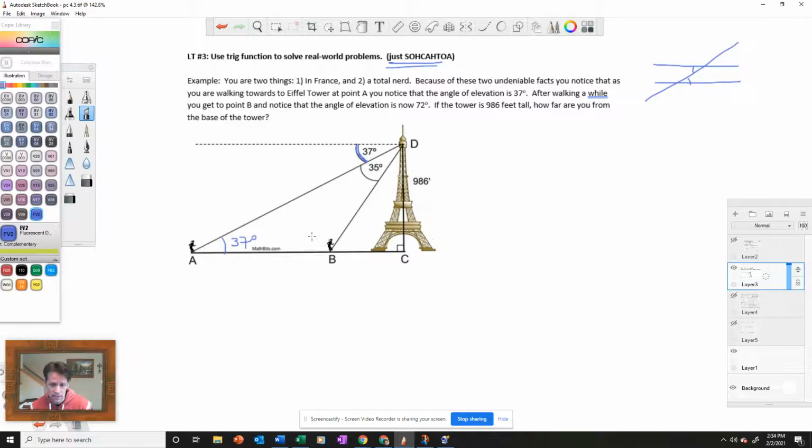You keep walking along, and then you notice that once you're at point B, this angle of elevation is 72 degrees. In other words, this angle right here is 72 degrees. Now, knowing that the Eiffel Tower is 986 feet because you Googled it, the question is, how far are you now at this point B from the base of said lovely tower?